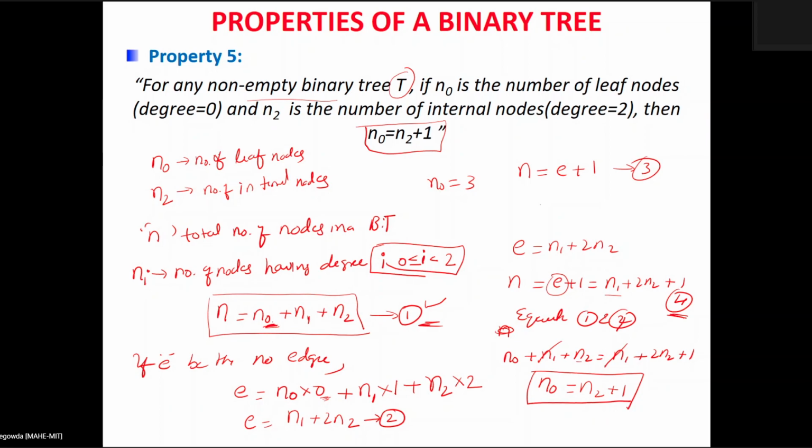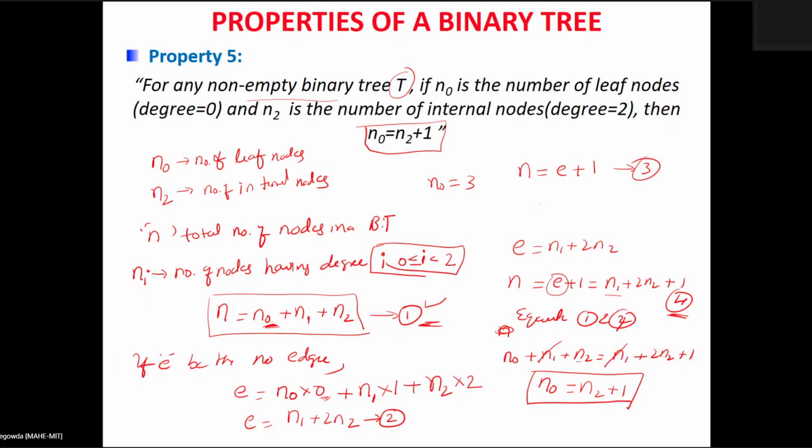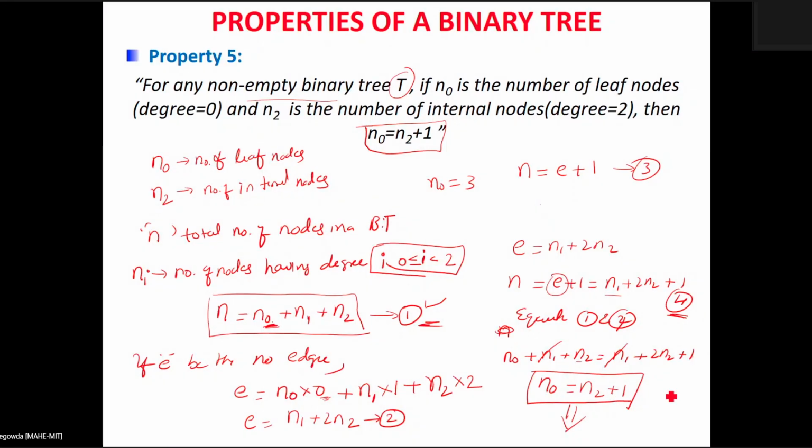This means that for any non-empty binary tree, if n0 is the number of leaf nodes with degree 0 and n2 is the number of internal nodes with degree 2, then n0 is equal to n2 plus 1. This says that the number of leaf nodes can be calculated by using the number of internal nodes with degree 2. So that is nothing but n0 is equal to n2 plus 1.